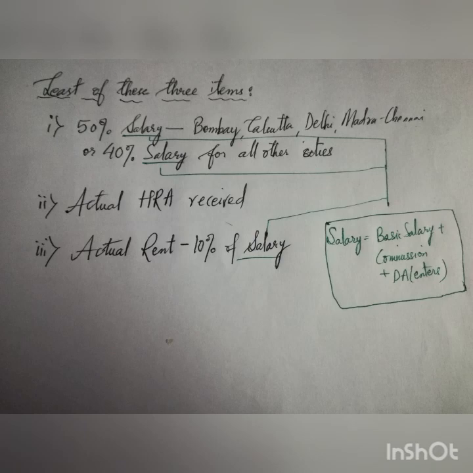Again, when we are talking about salary, 50% of salary, 40% of salary, then 10% of salary, in this case, what is salary? Salary is actually basic salary plus commission plus DA entering. Now DA entering means in the question sometimes they write only 50% entering, 60% entering, so you have to take only 50 or 60%. We have already done a sum regarding this, so I hope you know this.